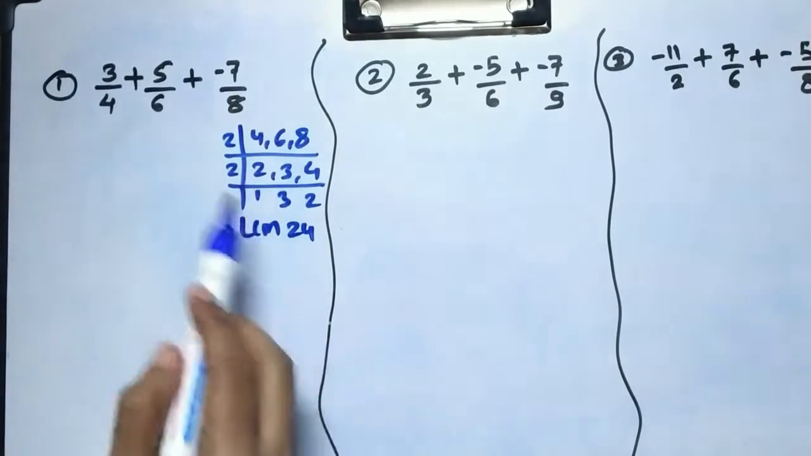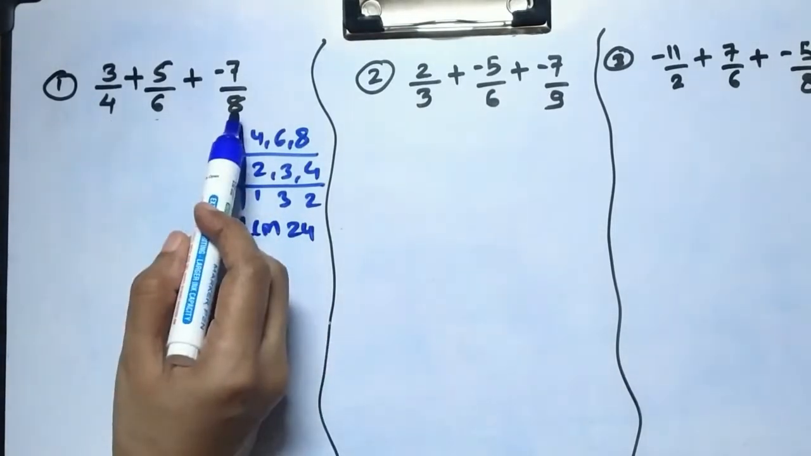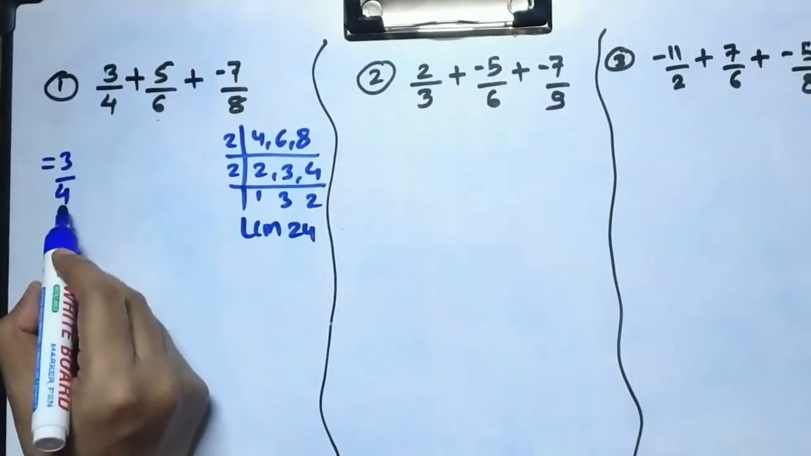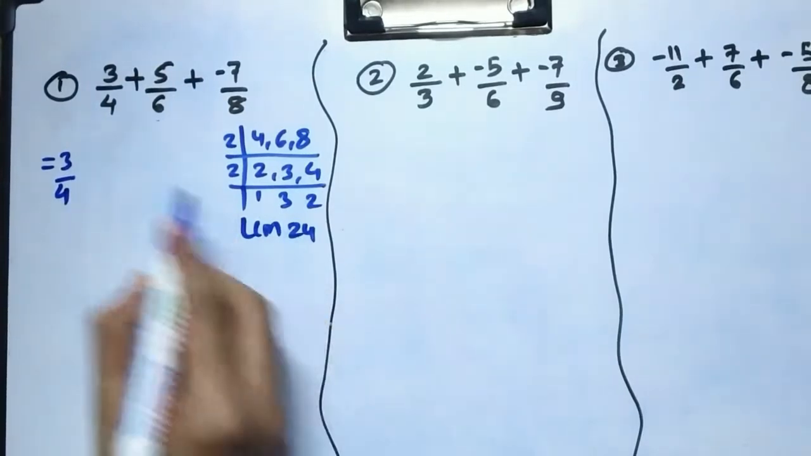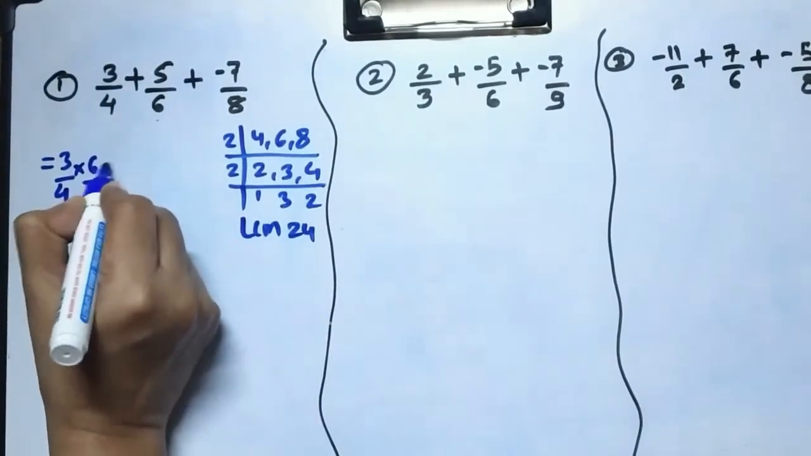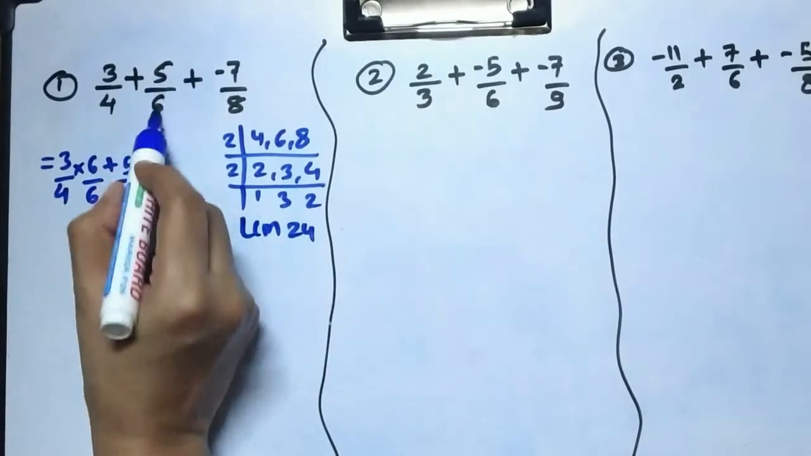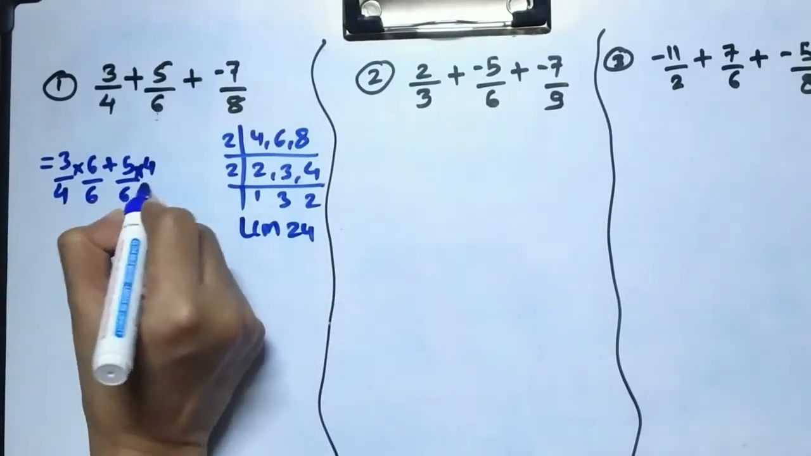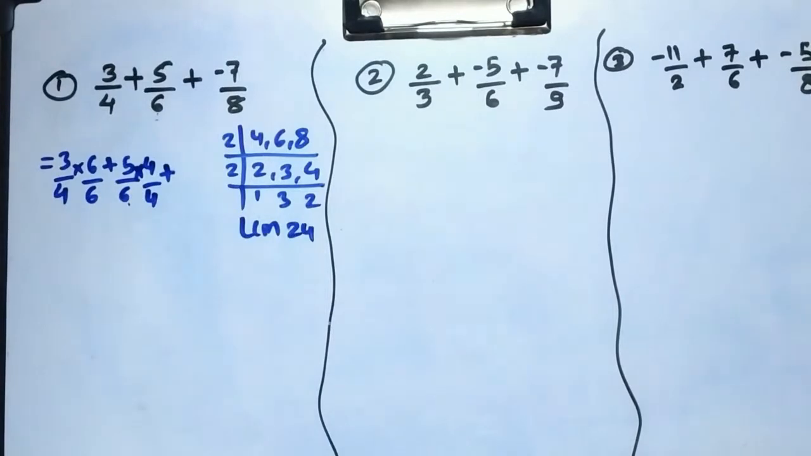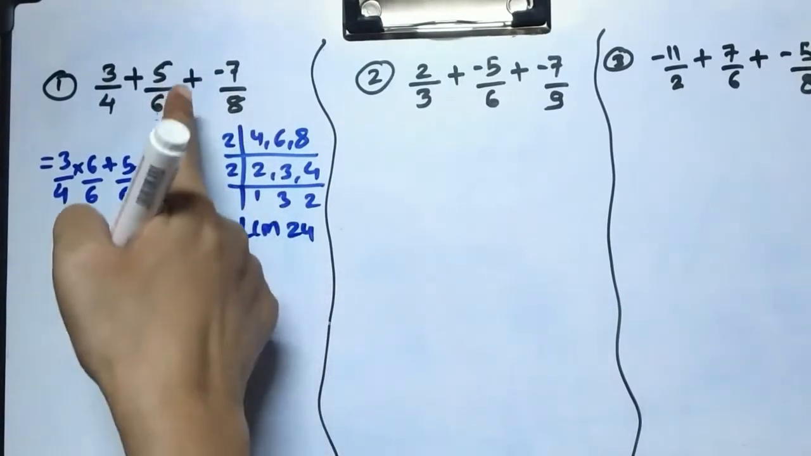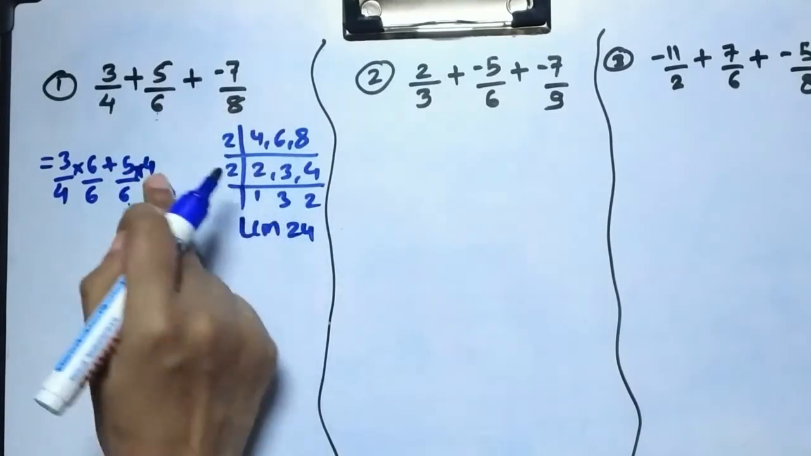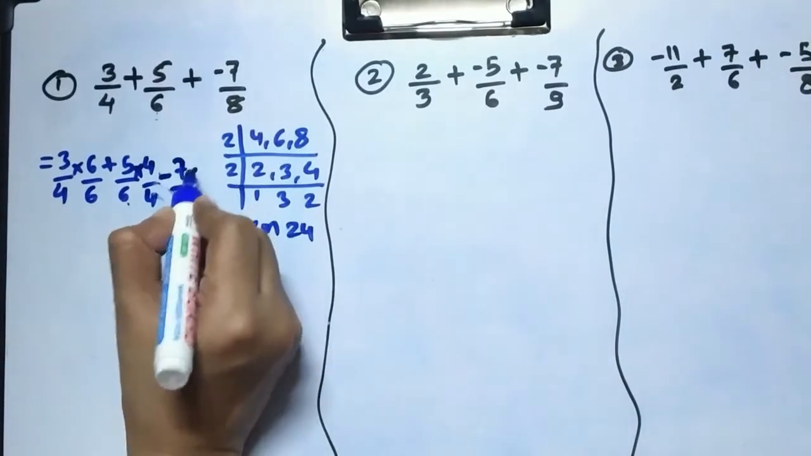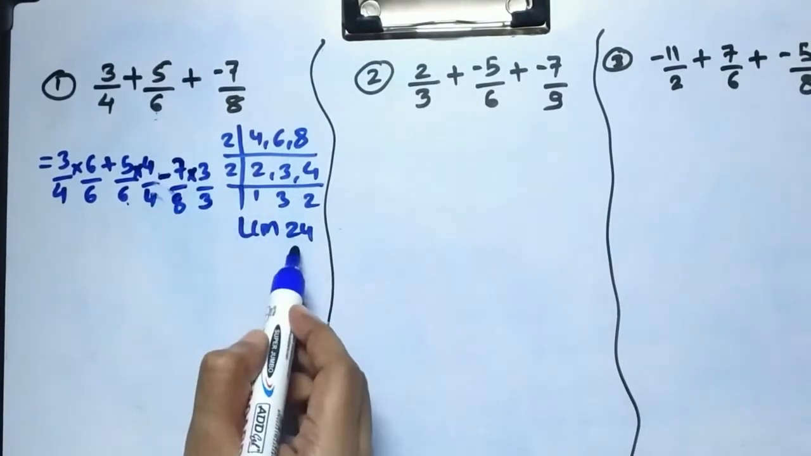Now, friends, we'll try to make 24 the denominator. First we need to multiply this 4 by some number to get 24. We know 4 6s are 24. Next 5 by 6: we need to convert this 6 into 24, so we multiply by 4, since 6 4s are 24. Then here plus minus of 7 by 8. This plus and minus becomes minus. So we directly write minus 7 by 8 multiplied by 3, since 8 3s are 24.